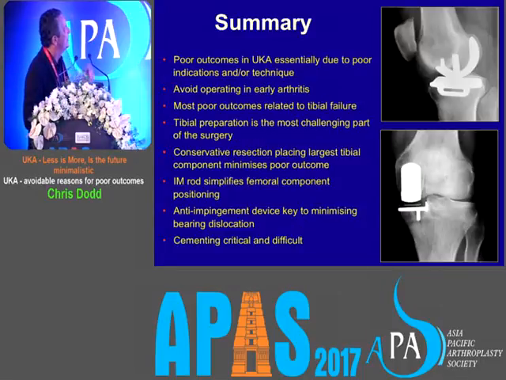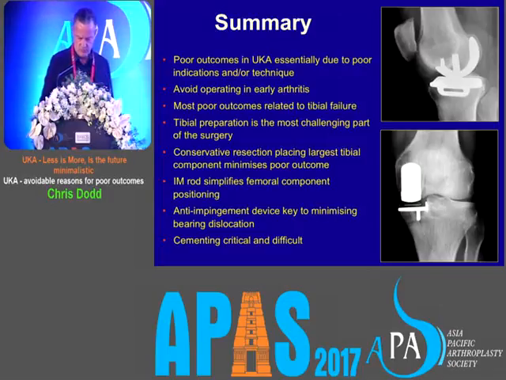So in summary, poor outcomes are essentially due to either poor indications or technique. Please do not operate on early arthritis. Make sure there's bone on bone, and then you'll get good results. The most common failure modes are due to tibial problems. Make sure that you do that carefully and sensibly. Make sure you put the largest tibia you possibly can on, and if you do that, you will get reproducible results and you will minimize poor outcomes.